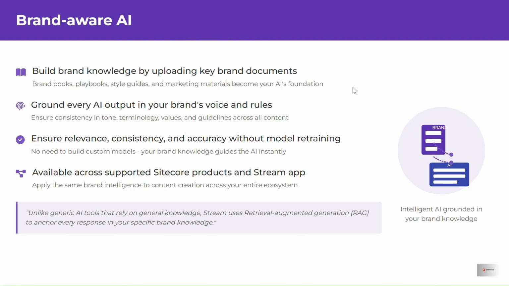Brand-aware AI: as I mentioned earlier, unlike generic AI tools that rely on general knowledge and generate random, general content, Stream uses RAG to anchor every response in your specific brand knowledge and generate brand-specific results. You build brand knowledge by uploading key brand documents, such as a brand book, playbook, style guide, and marketing material, anything specific to your brand.